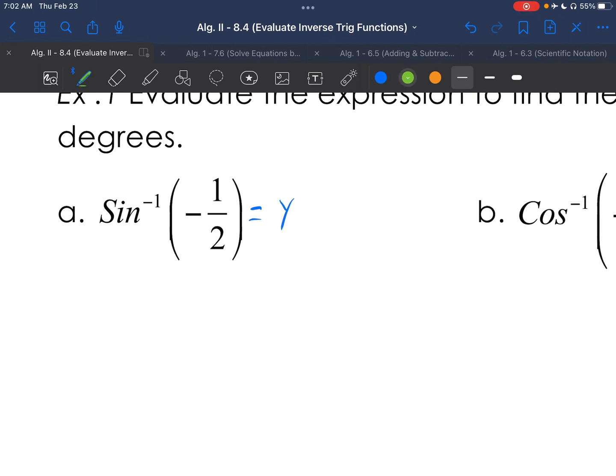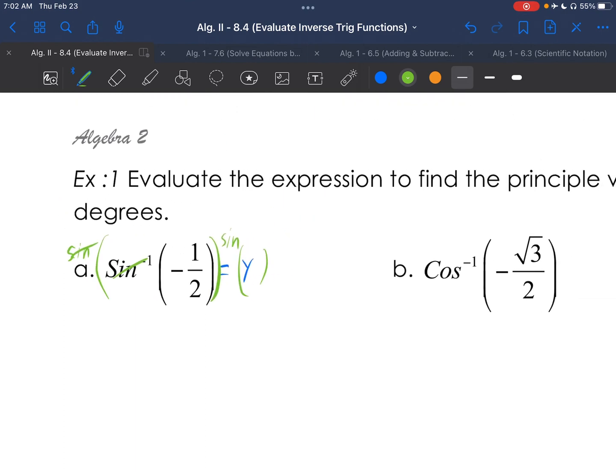And so what we'd have to do then is take the sine of both sides. What happens is inverse sine and sine undo each other. They cancel out, similar to how a square root and a square undo each other. And we get negative 1/2 is equal to sine of y.